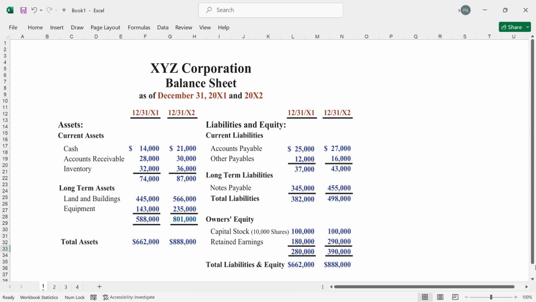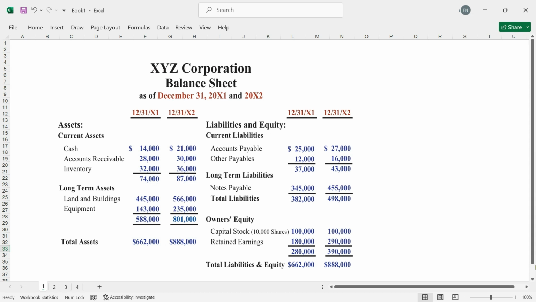In this particular case, simple analysis shows us that the total assets of the company have increased from last year to this year by $226,000. It's increased from $662,000 of total assets to $888,000 of total assets. This company is growing. It's increased by $226,000 of assets.